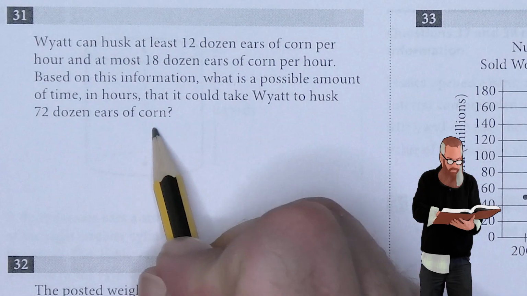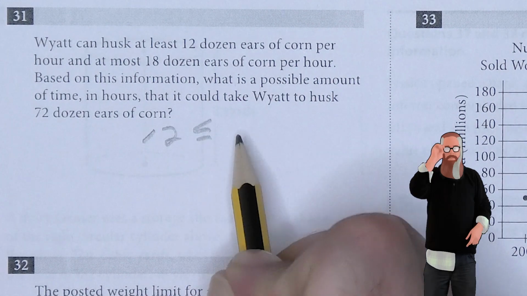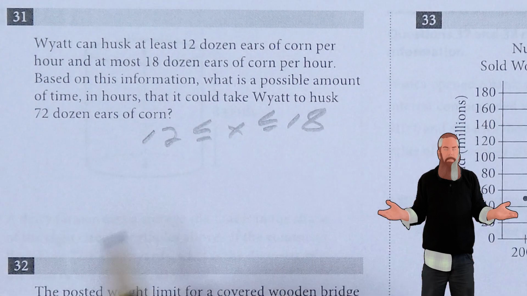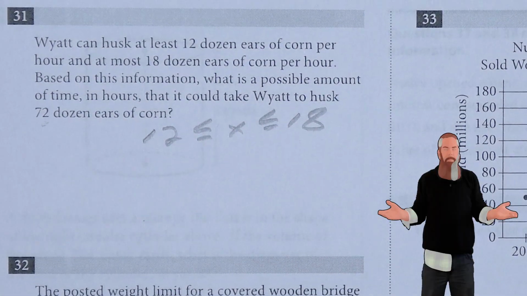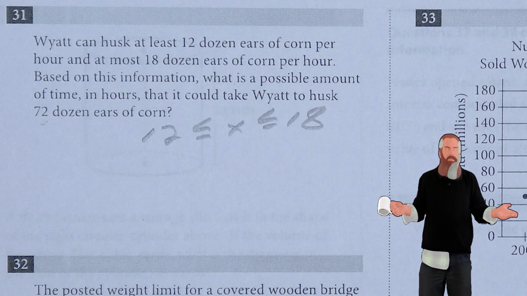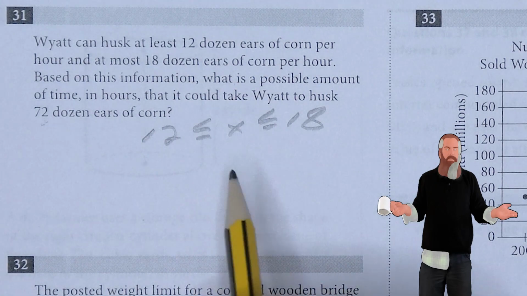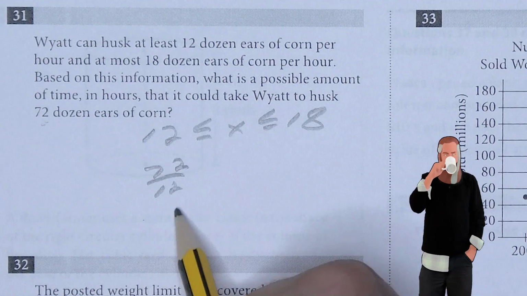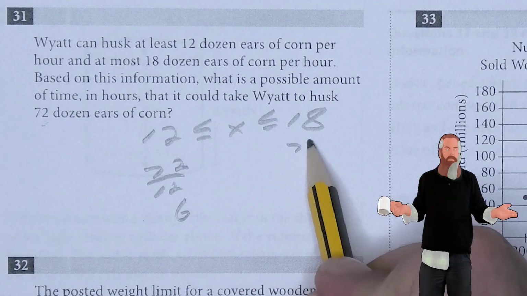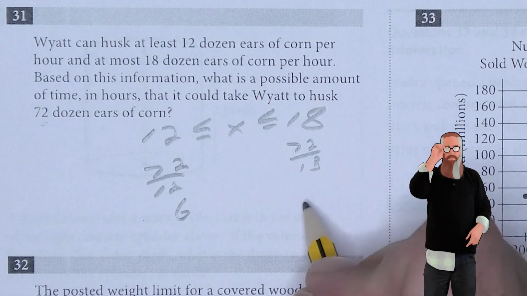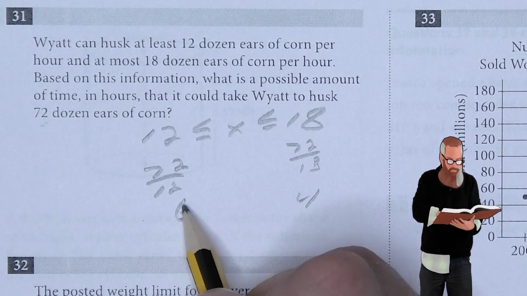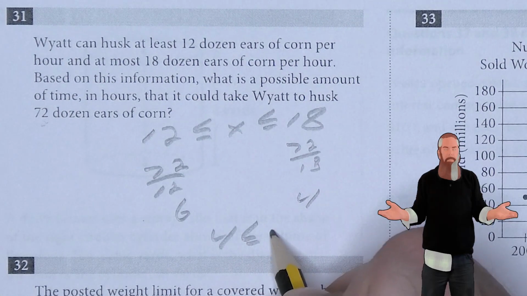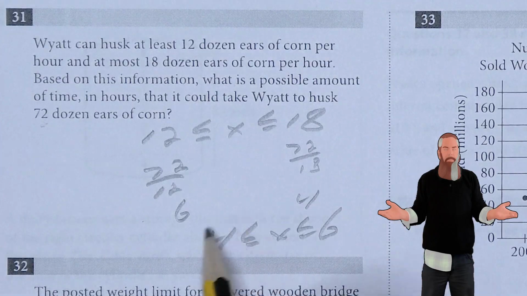Now, we understand that we have this compound inequality of 12 is less than or equal to x, less than or equal to 18. But we want to know how many hours, because all of this is about hours, it's going to take to husk 72 dozen ears. So really, I'm looking at 72 divided by 12, which is 6, and 72 divided by 18, which is 4, and that means that 4 is less than or equal to x, less than or equal to 6.